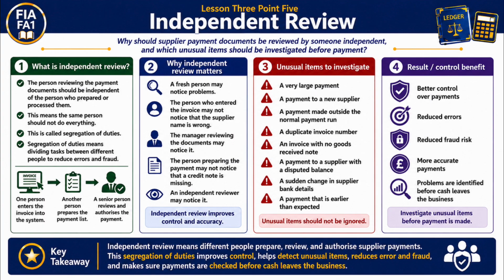Independent review. The textbook also explains an important control idea. The person reviewing the payment documents should be independent of the person who prepared or processed the documents. This means the same person should not do everything. For example, one person enters the invoice into the system. Another person prepares the payment list. A senior person reviews and authorizes the payment. This is called segregation of duties. Segregation of duties means dividing tasks between different people to reduce errors and fraud.